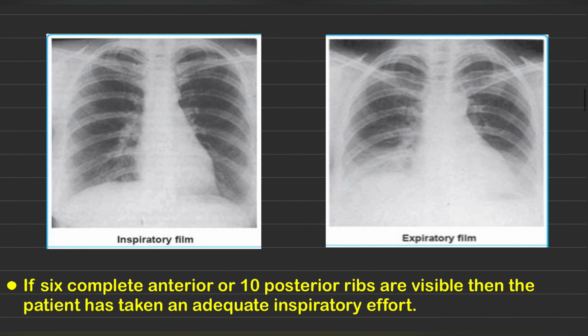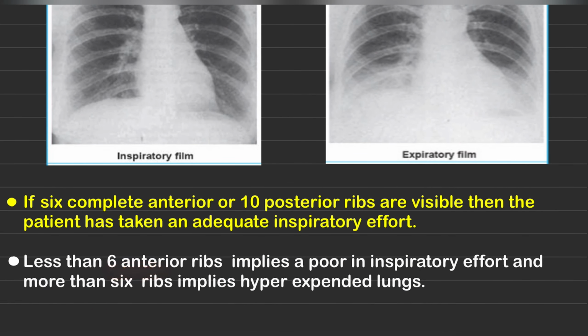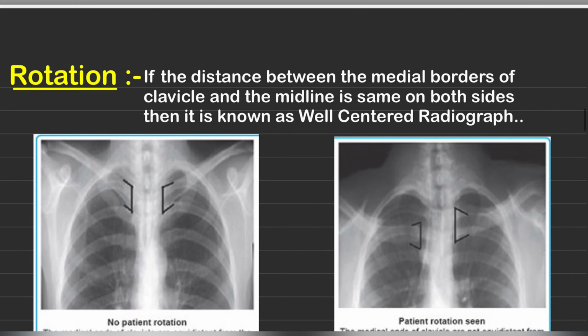Now let's see the inspiratory and the expiratory film. If 6 complete anterior or 10 posterior ribs are visible, then the patient has taken an adequate inspiratory effort. So 6 anterior or 10 posterior ribs, you can see over here 1 2 3 4 5 6. So 6 anterior ribs are seen, so the patient has taken adequate inspiratory effort. If there are fewer than 6 anterior ribs, this implies a poor inspiratory effort, and more than 6 ribs implies hyperexpanded lungs.